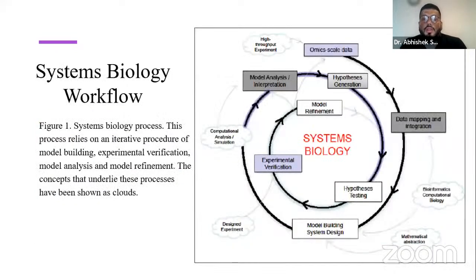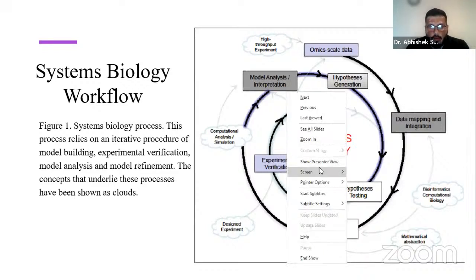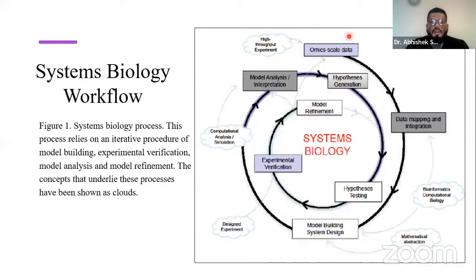Fine. Now, the systems biology workflow: how a particular research is carried out using such workflows, right? So just one second. You can see here the systems biology workflow. This picture depicts the general process of systems biology, or you can say the workflow of systems biology. It is an iterative process. So this is a cycle.